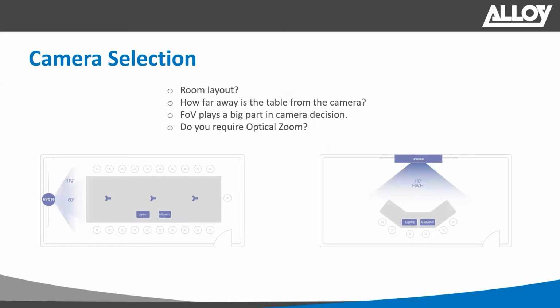Now, another thing with camera selection is optical zoom. Do we need the camera to be able to zoom into somebody's face at the end of the table? Do we need it to zoom into product demonstrations that we might be doing in that meeting as well? So another key part there is, do we need that optical zoom? Most cameras these days are either going to have optical, or digital, or both. Depending on the use case for that room will determine whether we need to go for an optical zoom camera, or we can get away with a digital zoom camera.